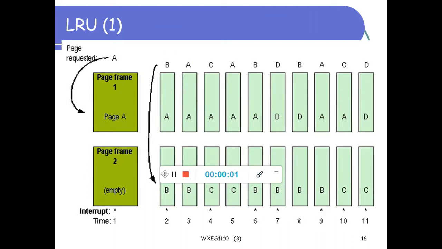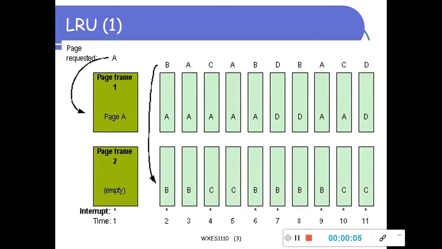Okay, for least recently used memory management, it's different from first in, first out. So similarly, we just write down the page request sequence: A, B, A, C, A, B, D, B, A, C, D.